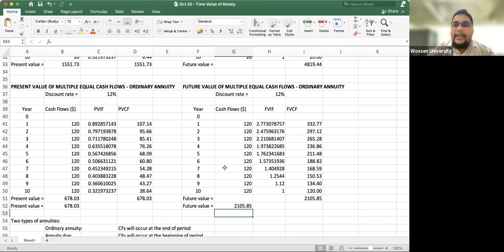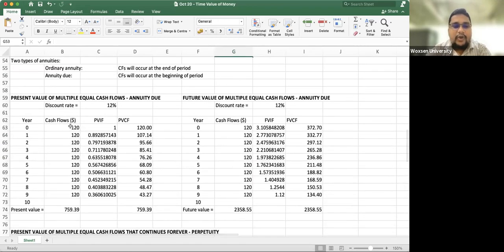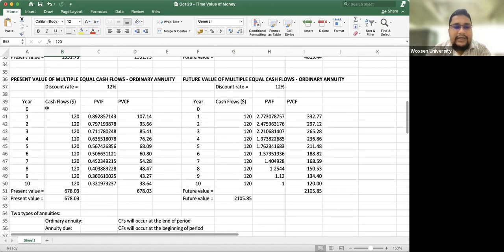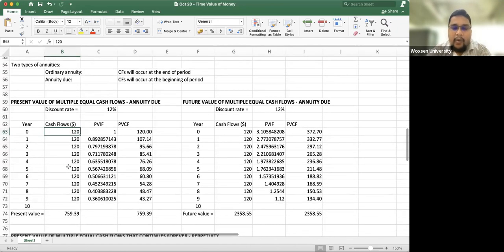Okay, so this is how you have done the present value of multiple equal cash flow, which is called ordinary annuity. Now, the same thing will be done for the annuity due, in which case your cash flows are occurring at the beginning of period. So if you contrast these two, in this case, year one cash flow is happening at the end of year one, but in this case, year one cash flow is happening now. That means beginning of the year one. And year 10 cash flow is happening at the beginning of year 10, which is also the end of year 9. So the whole cash flow is moved upward by 1 year.